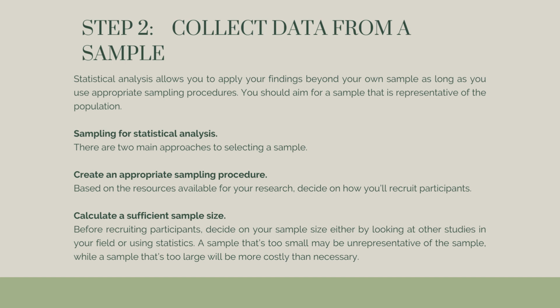Sampling for statistical analysis. There are two main approaches to selecting a sample. Probability sampling: every member of the population has a chance of being selected for the study through random selection. Non-probability sampling: some members of the population are more likely than others to be selected for the study because of criteria such as convenience or voluntary self-selection.